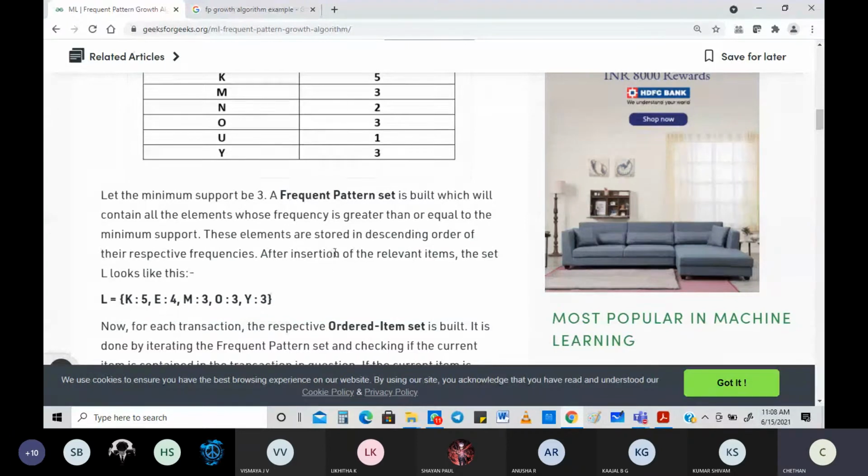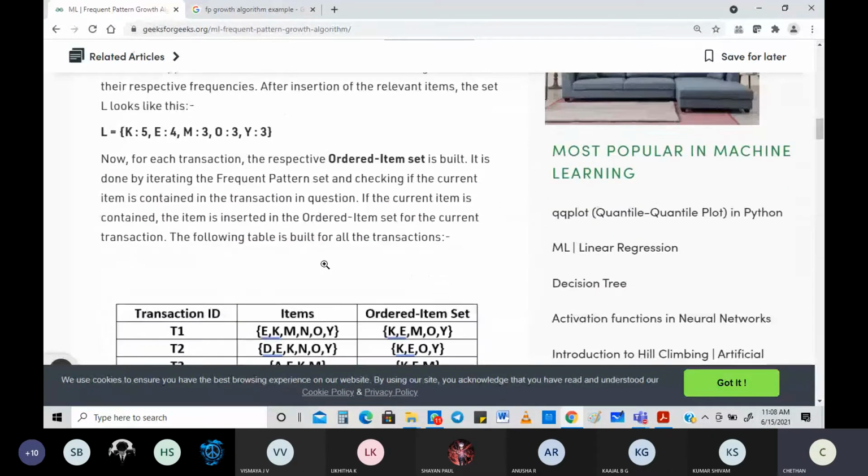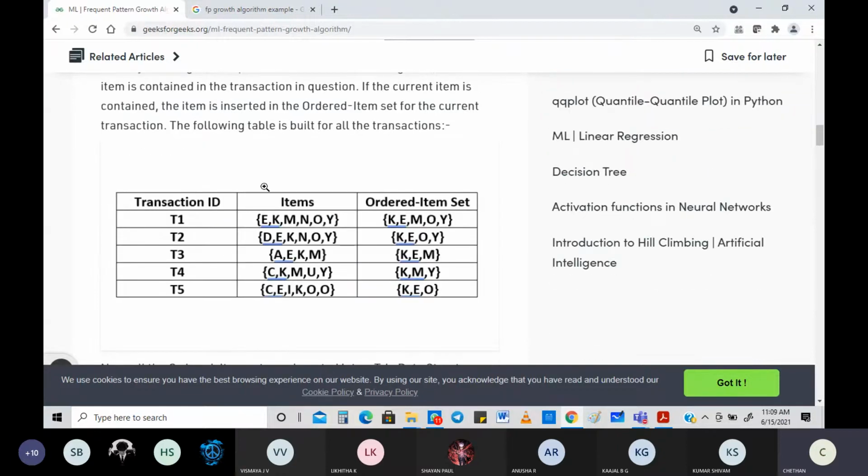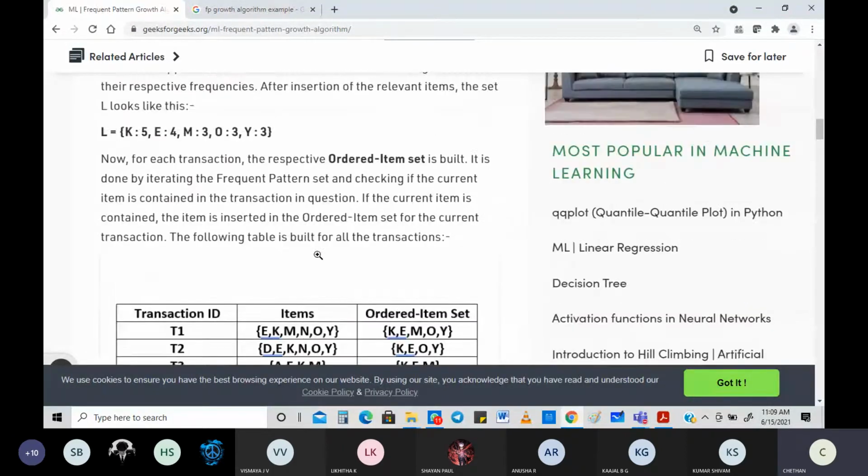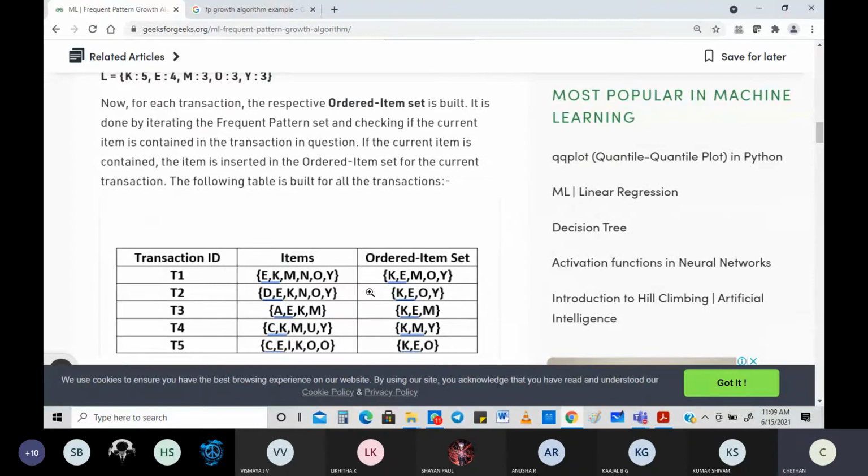Now for each and every transaction, this is the most important step that I'm supposed to write. All those people who were not there, please go back and check the previous days' videos. That's why every session is recorded, so that you can go there and check. Otherwise there's no point. Make sure you are looking into it. Now, this is the original transaction, these are the original transaction IDs. For each one, we are going to write what is known as an ordered item set. Now, how does it change from here to here?